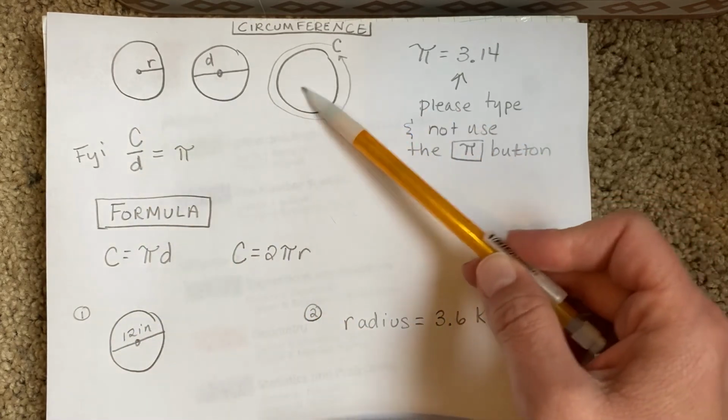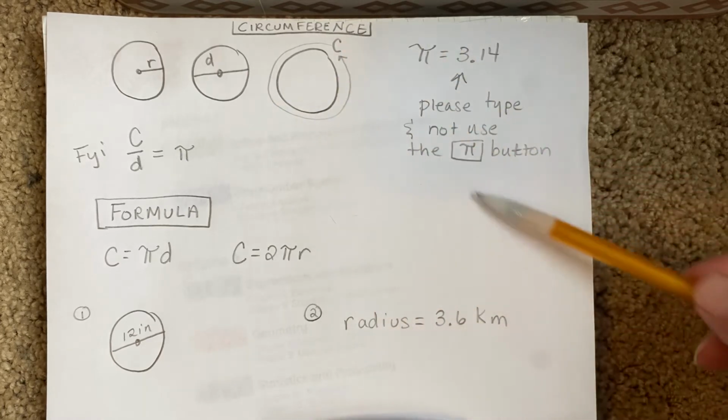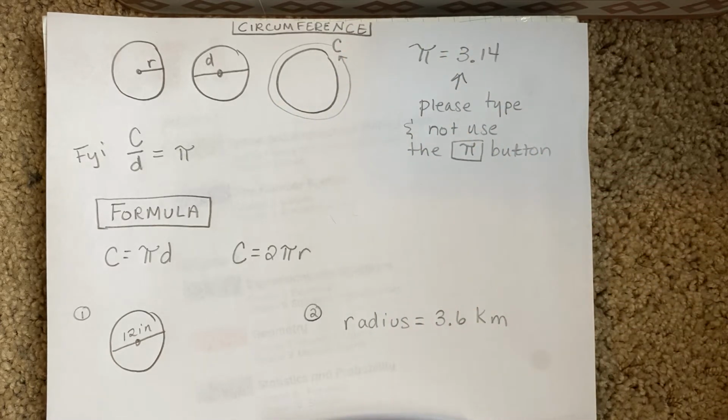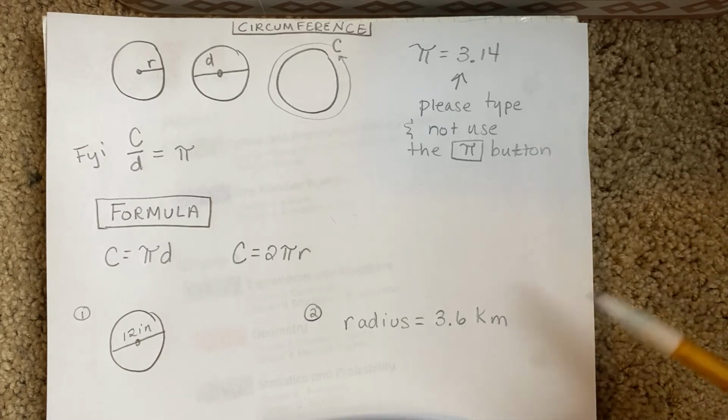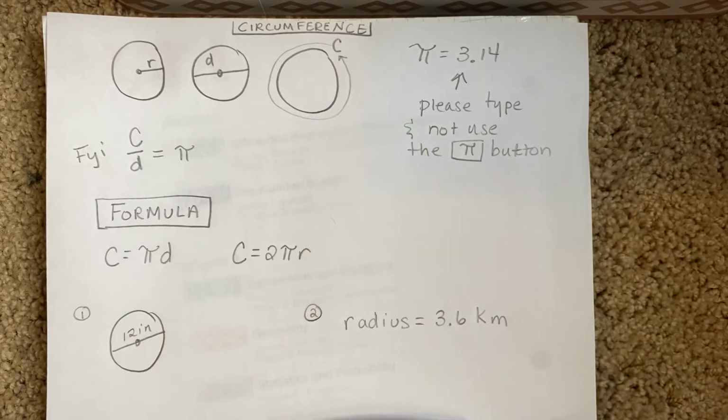Circumference is not the area. Circumference is the distance around a circle. It's almost the same as perimeter. Perimeter around a rectangle, you add up all the sides. Circumference around the circle is just the distance around the outside edge.